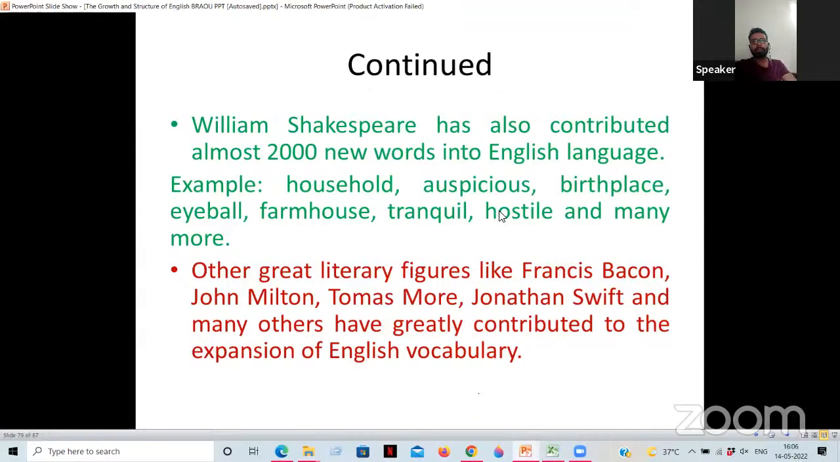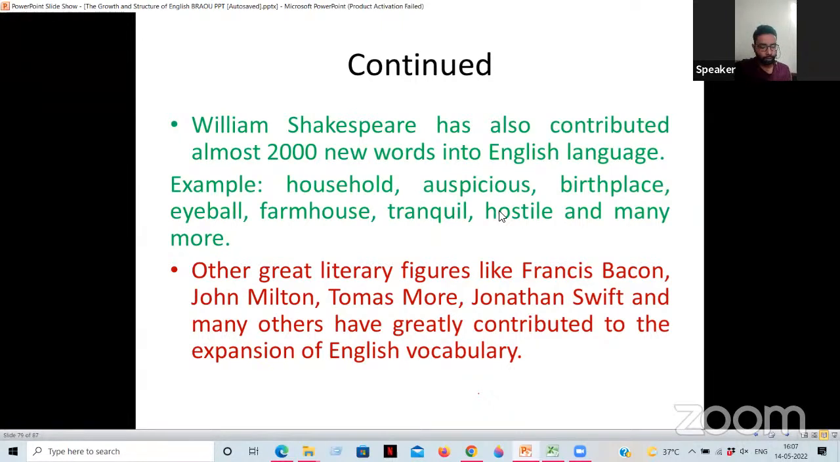Not only Shakespeare has contributed to the English language, there are so many other great writers. Shakespeare is one of them, but there are some other writers like Christopher Marlowe, Ben Jonson, Francis Bacon, Thomas More, John Milton, Jonathan Swift, and many others who have greatly contributed.